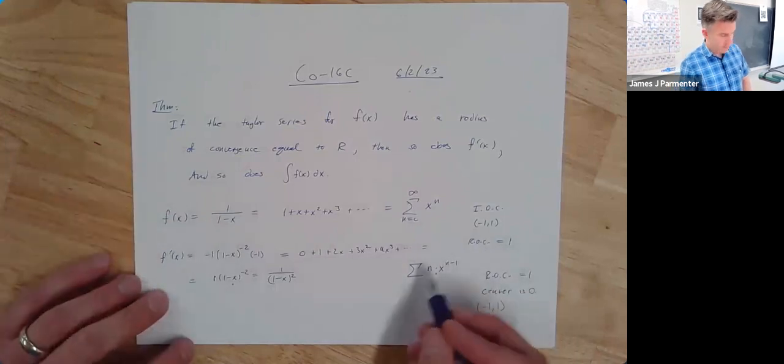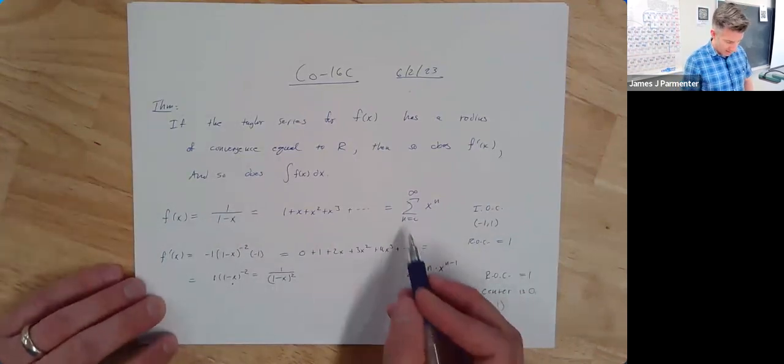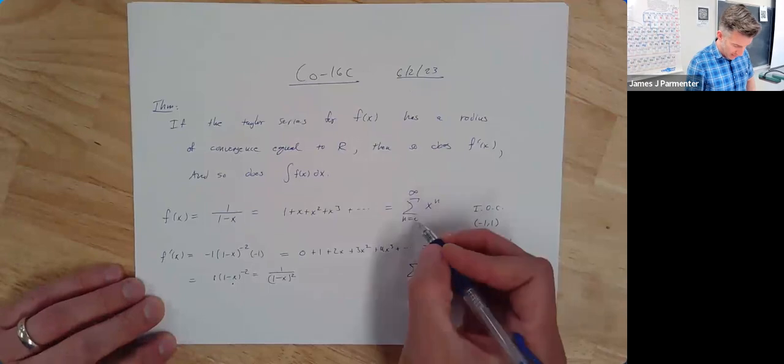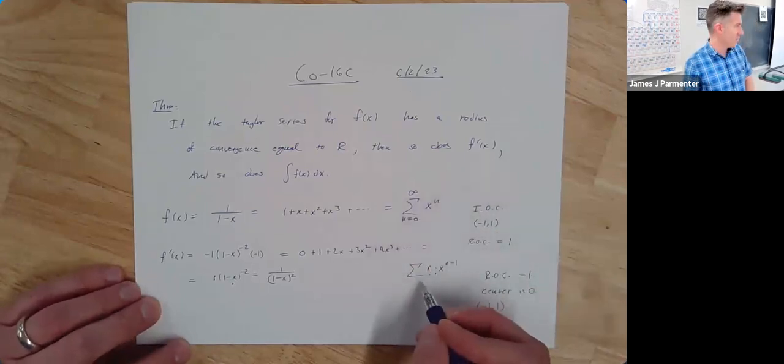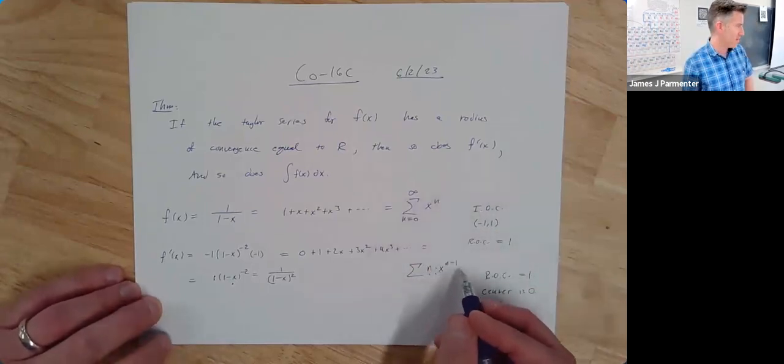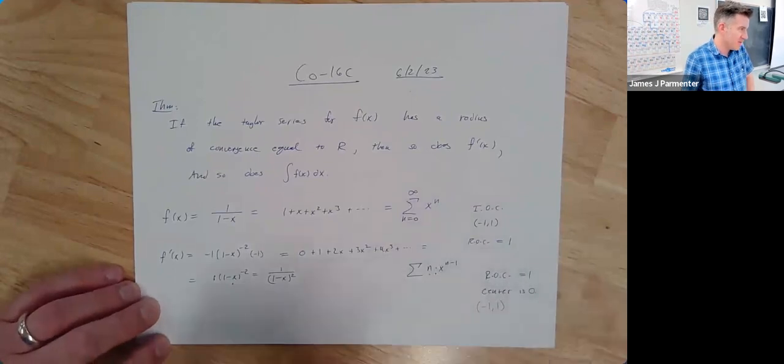Also, I want to point out, if I was writing the series, I'm going to actually change where I start, not because it actually changes, but if I start at n equals 0, 0 times x to the 0 minus 1 is just 0. So I don't need to write that term.